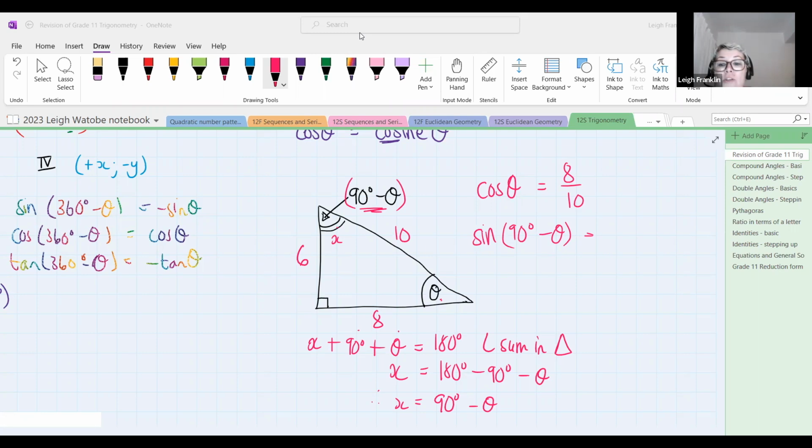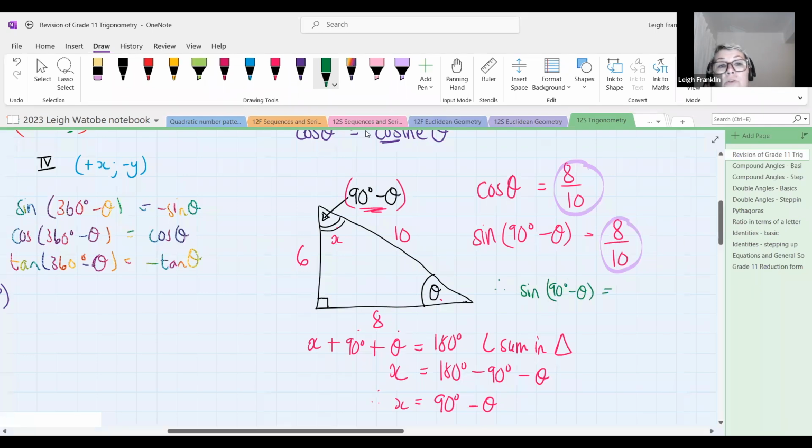It's also 8/10 because remember, the sine of any angle is, again, baby language, opposite over hypotenuse. Okay, so this is where we get our co-ratios from. It's from this. How we prove 90 plus theta is a little bit different. We have to do that on the Cartesian plane, but we can explain theta and 90 minus theta using a triangle. So if they're both equal to the same thing, then it stands to reason that they must be equal to one another. That's why the sine of 90 minus theta is equal to cos theta. That's where it comes from.